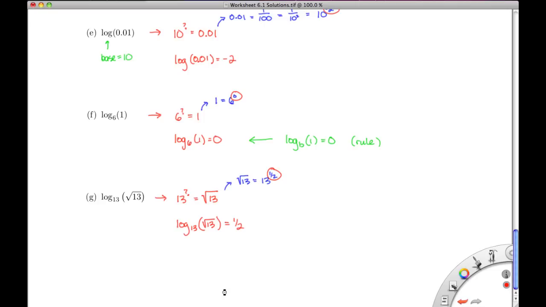Okay, so lots of practice with these, but a really important skill to be able to do, and also just really important conceptually in terms of understanding what logarithms mean.